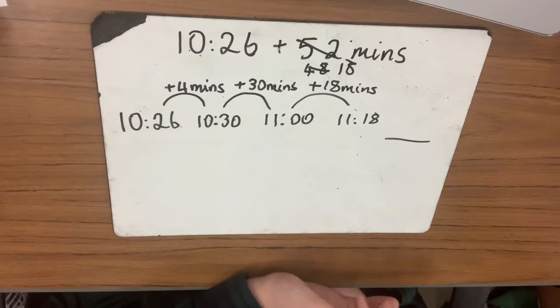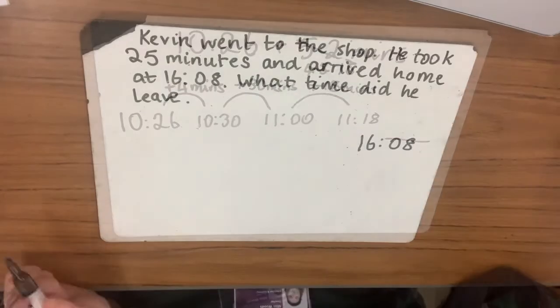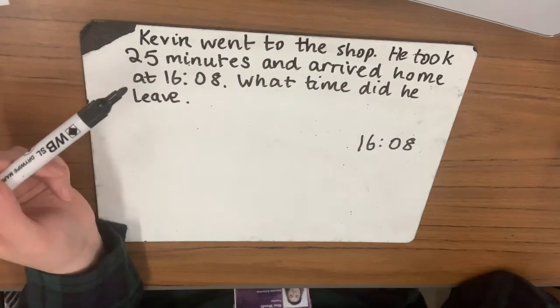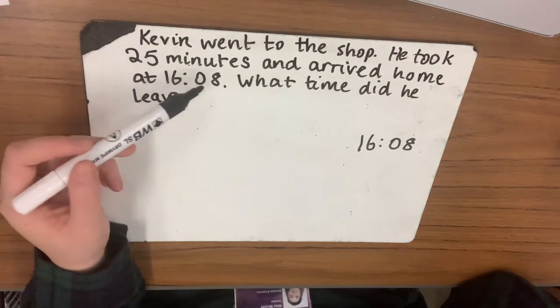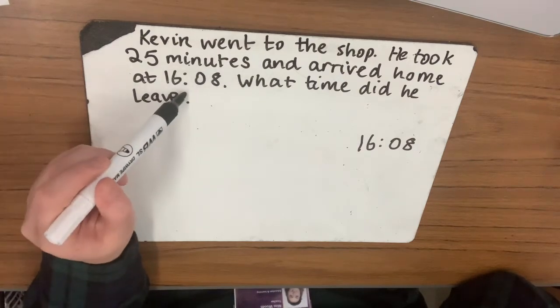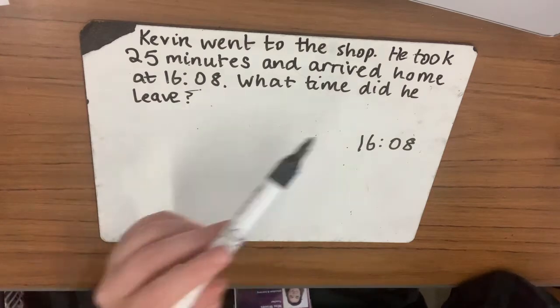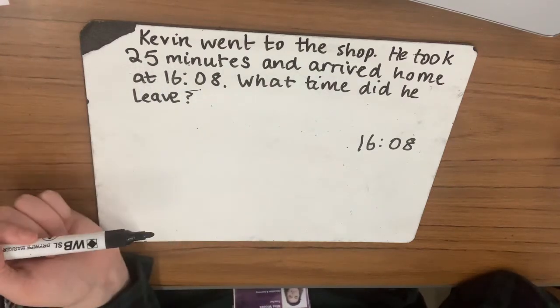So this time we've got a bit of a word problem. Kevin went to the shop. He took 25 minutes and arrived home at 16:08. What time did he leave? So we know that if he got home at 16:08, he must have left before that. So he must have left 25 minutes before that.